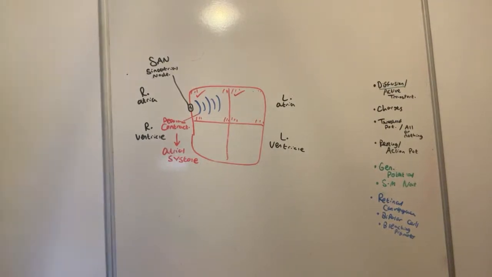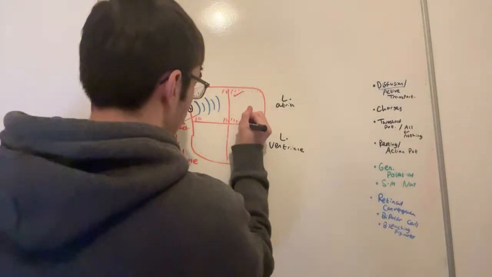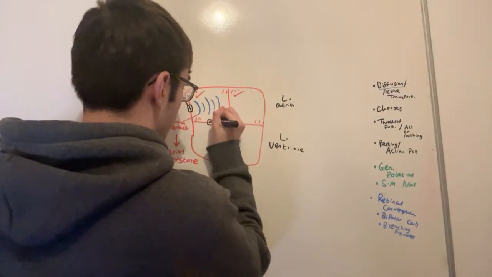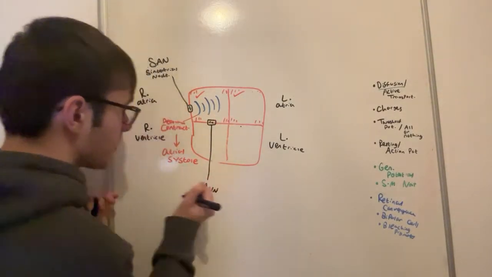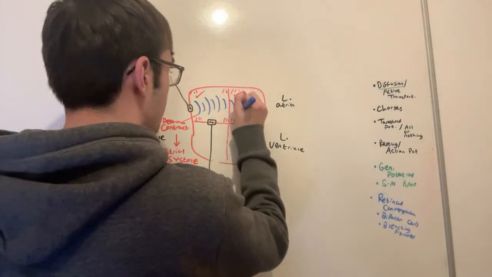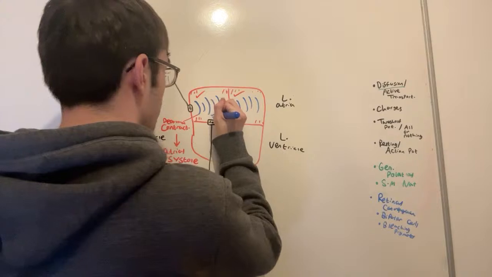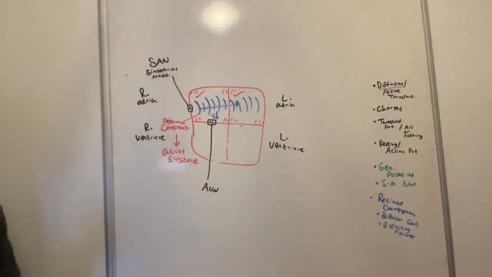So let me just make sure I've got that right. Yeah, the sinoatrial node sends a wave of excitation which travels across both atria and then it arrives at the AVN, which I'm just going to draw. I don't know where it is. I'm going to guess it's there because it's called the atrioventricular node. So, this wave of excitation is going to travel, let's just draw it fully, to both atria, but also the AVN.